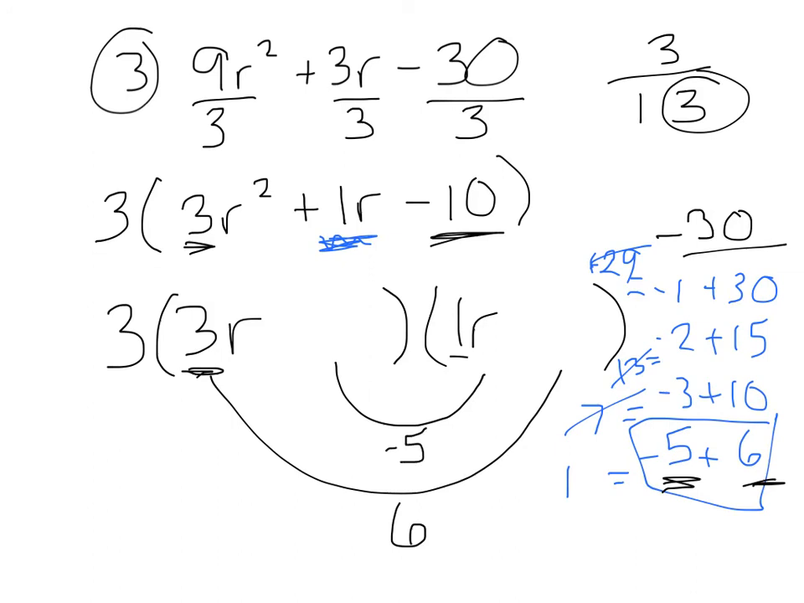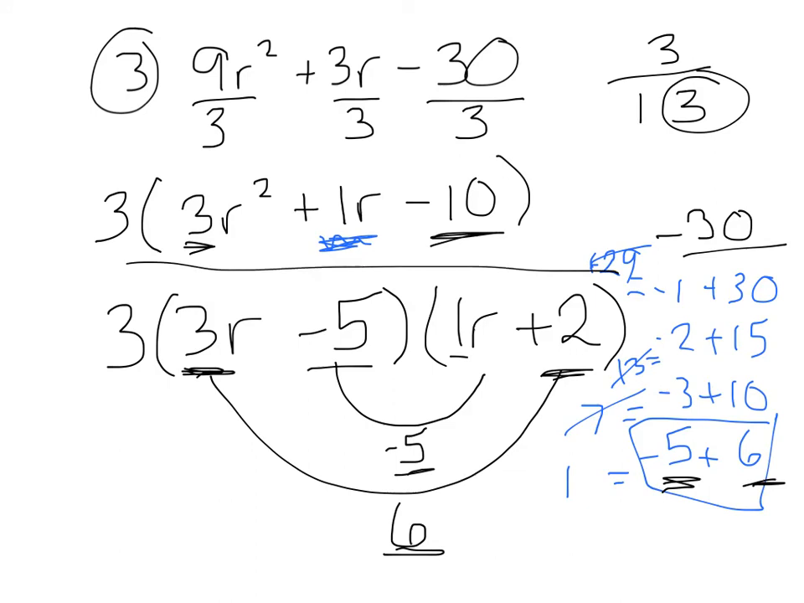And now I want 1 times some number to give me negative 5. So 1 times negative 5 gives me negative 5. And then 3 times some number over here is going to give me 6. So 3 times positive 2 is going to give me 6. So this is how we factor this one.